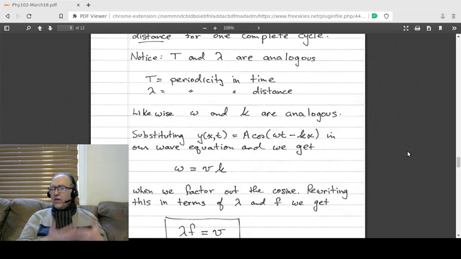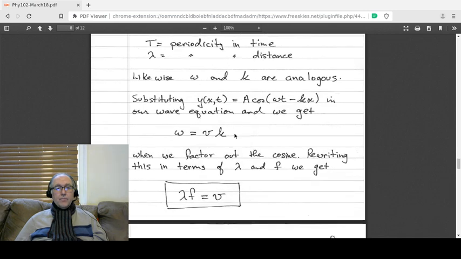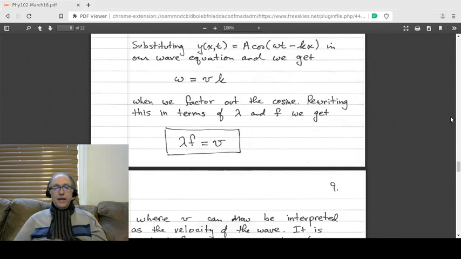K is the equivalent of a frequency, but a spatial one, okay? So it's the reciprocal of the wavelength, all right? Now, I did do this in class, but I'm not going to do it here.